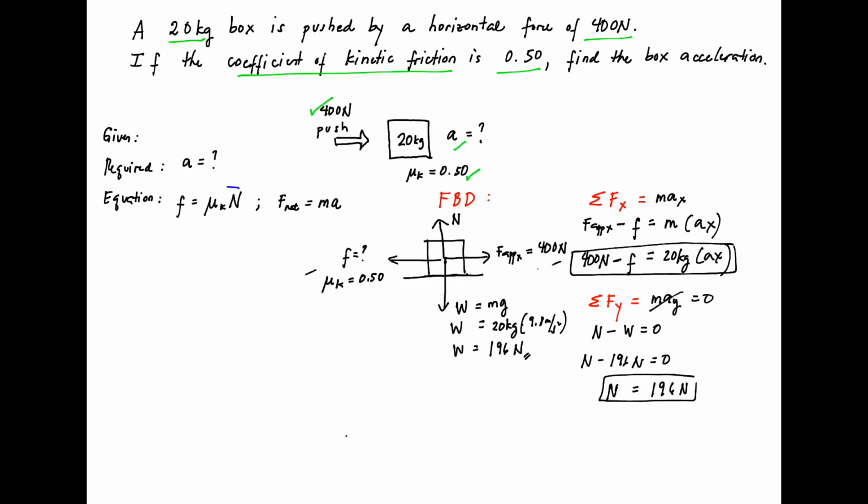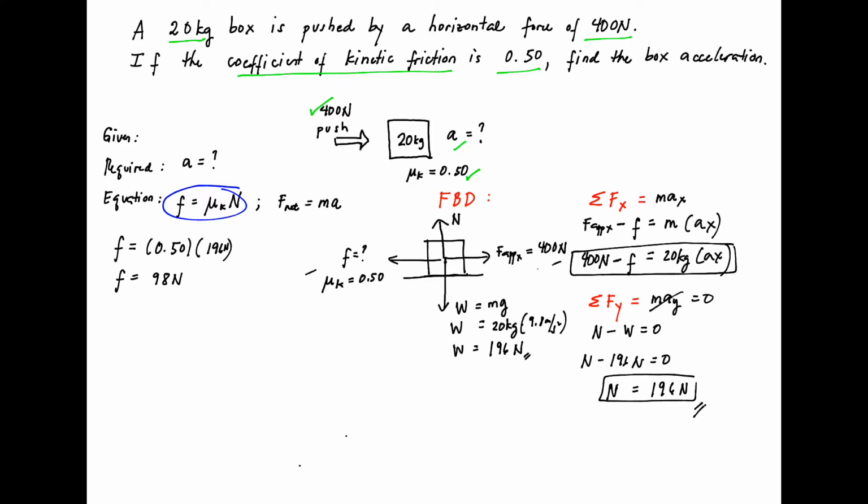Going back to this equation, we have here frictional force is equal to mu kinetic, which is 0.50, multiplied by the normal force, which is 196 Newton. Remember that we had already solved this normal force, and then therefore the frictional force is 98 Newton.